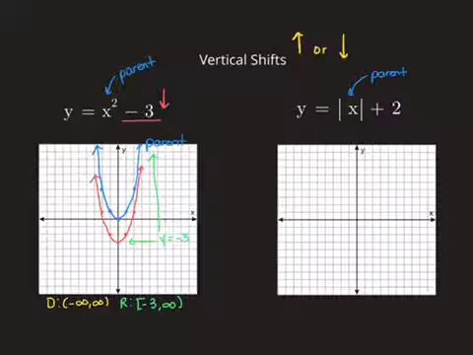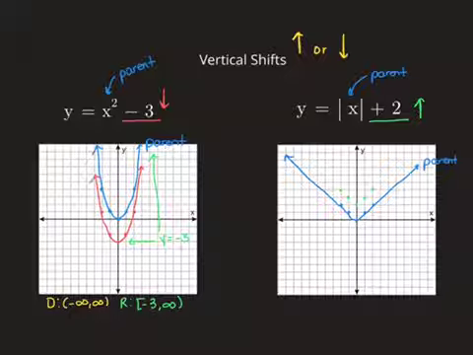And we'll go ahead and plot those points again. So those were -2, 2, -1, 1, 0, 0, 1, 1, and 2, 2. So here was our parent graph, our starting point. And then what we've done to this equation is we've added a +2. So that means all of our points are going to move up 2. So I'm just going to take each point that I plotted and move each one up 2.